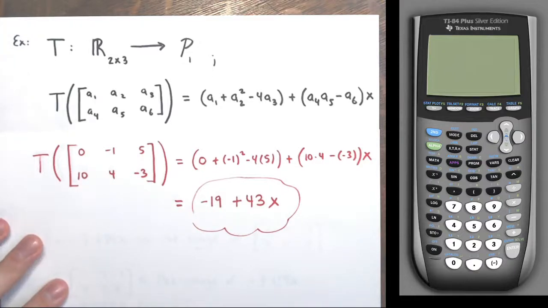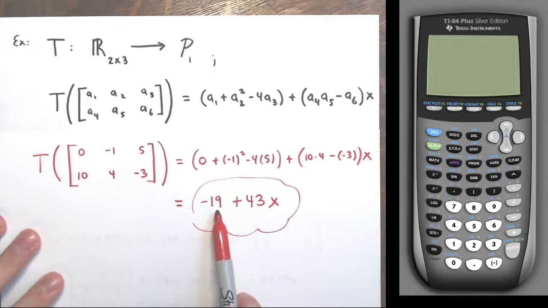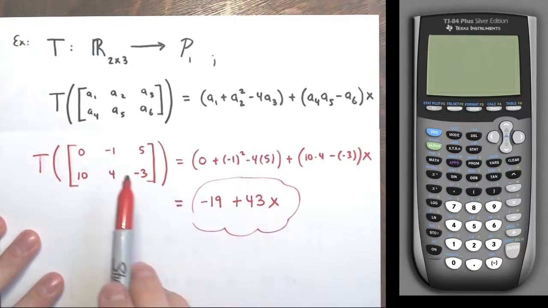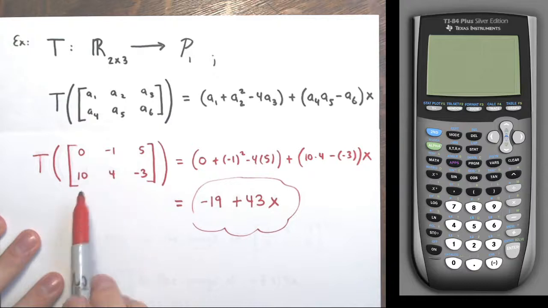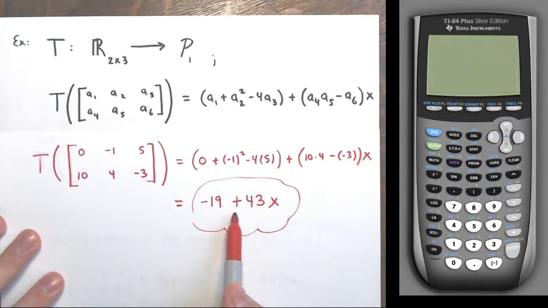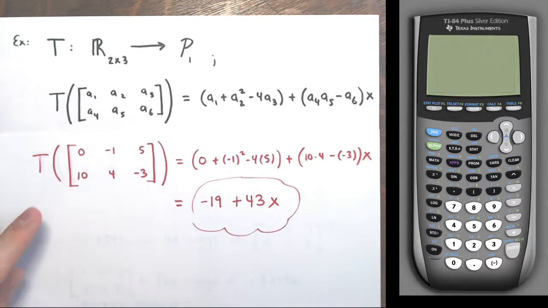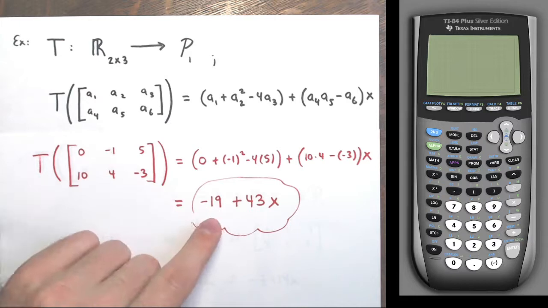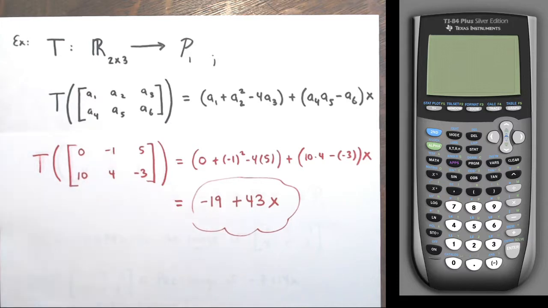So again, I'm not going to write these this time. I'll just say -19 plus 43x is the image of this 2 by 3 matrix. And this 2 by 3 matrix is in the pre-image of -19 plus 43x. And again, it's not the only matrix that would give me this, but it is one of them. And also -19 plus 43x is in the domain of this transformation here. Great.